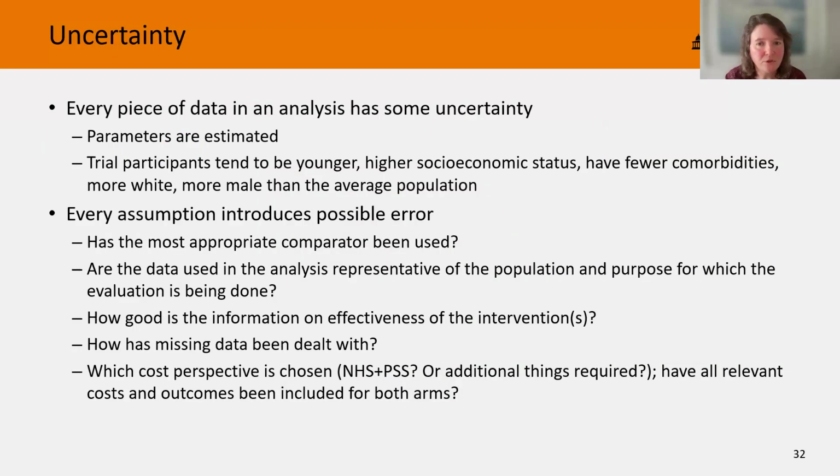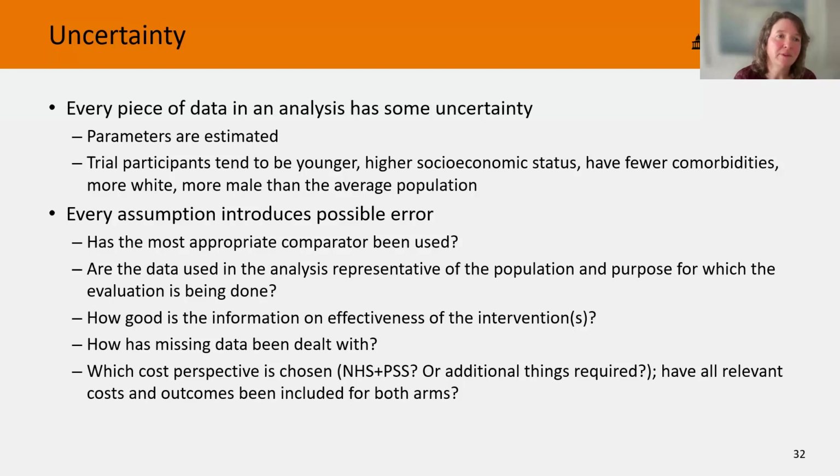In terms of doing the analysis, every time you have an analysis, there's uncertainty. Every piece of data has uncertainty. Parameters are estimated, probably from trial data, maybe from other places. People who participate in trials are weird, so they tend to be younger, have higher socioeconomic status, fewer comorbidities, whiter, more male. So these are sort of problems that we have with trial participants, more compliant.